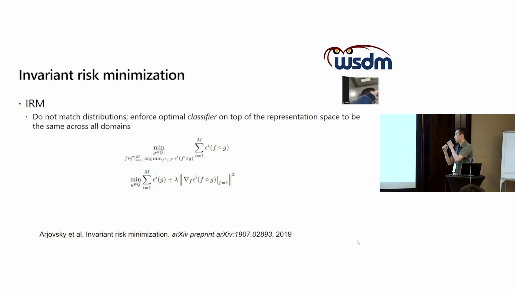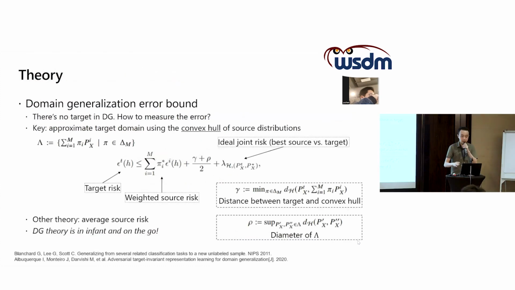That this learned classifier, although it can be optimal for all the source domains, because the target domain is still different from the source domain, the learned classifier may not be optimal for the target one. So that's why I put this here. The theory of domain generalization is still in its infancy, and there are still many works to be done to analyze the theoretical part.